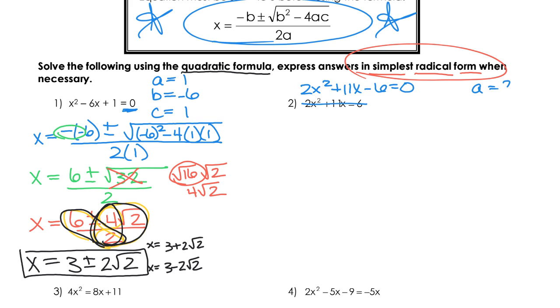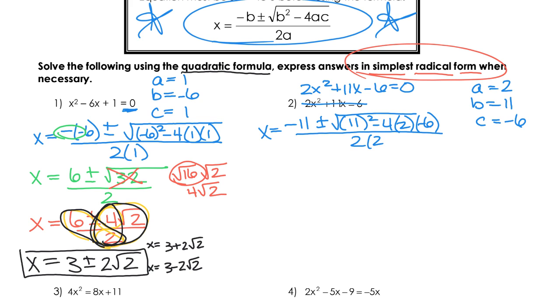And now I can say my A is 2, my B is 11, and my C is negative 6. Okay, and now we'll plug them in. So we got x equals negative B plus or minus the square root of B squared minus 4 times A times C all over 2A. Now we'll go ahead and clean it up. So we'll say x equals negative 11 plus or minus square root, and we're going to type in 11 squared minus 4 times 2 times negative 6, which is 169, all over 2 times 2, which is 4.